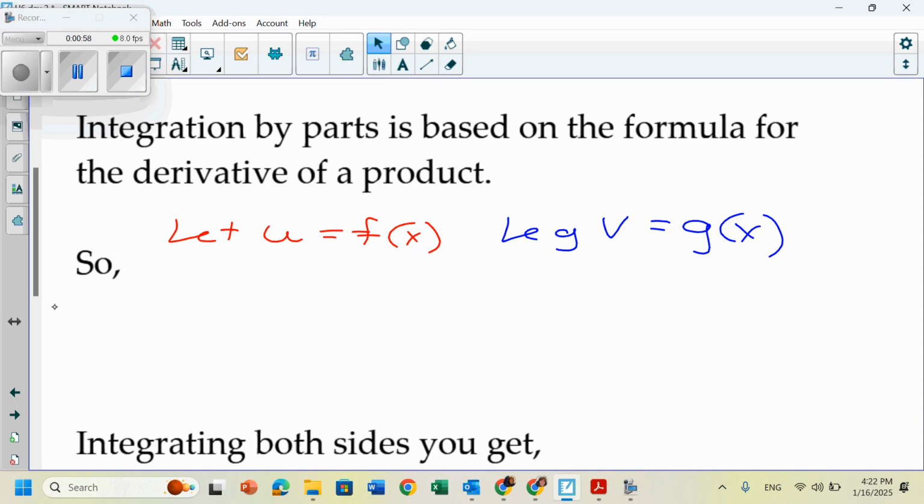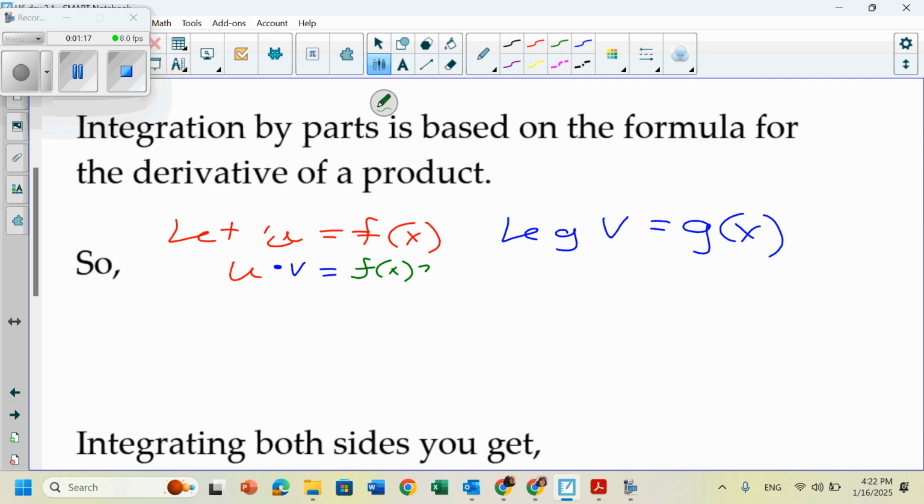So if you agree with me, I'm sorry, I wrote that wrong. u times v is equal to f of x and g of x. Hopefully everyone's okay with that. So let's talk about taking the derivative. I'm going to take the derivative of f of x times g of x. So that means I'm taking the derivative of u times v.